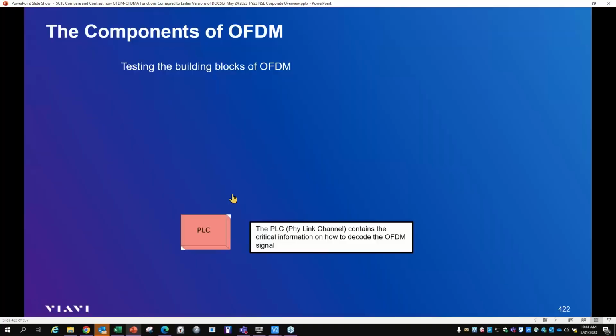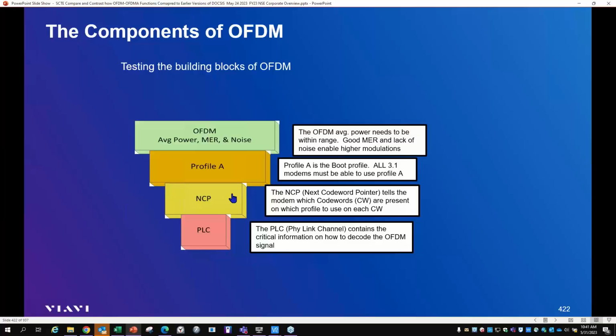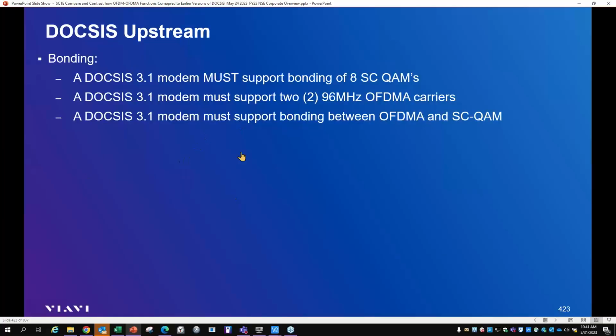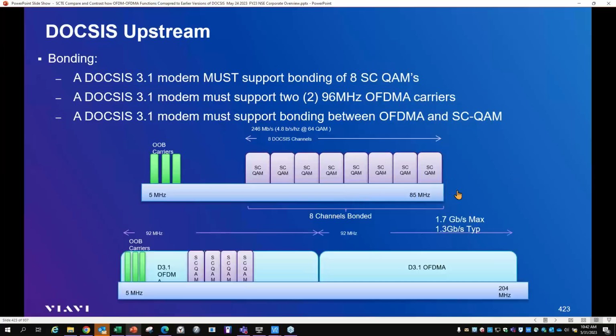So let's go. We already covered the OFDM carrier, all right? We covered the OFDM structure and the capabilities. When we talk about OFDMA carrier bonding, for example, all modems must support 8 single QAM carriers, right? The 3.1 modem must support 2 OFDMA carriers. The 3.1 modem must support bonding between OFDMA and single QAM carriers on the upstream. So these are the basic capabilities, right? The ability to support a very large OFDMA carrier, with single QAM carriers going all the way up to 85 megahertz themselves. 3.1 will support 204 megahertz.